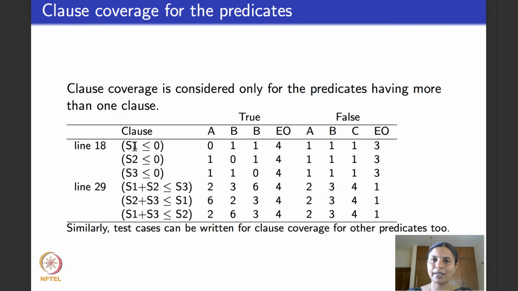The first one is the predicate in line number 18 that had 3 clauses: S1 less than or equal to 0, the first clause, S2 less than or equal to 0, the second clause, S3 less than or equal to 0, the third clause. Again, in the same way, read this whole thing. These are the 3 sides of the triangle and the expected output for this clause to be true, and these are the 3 sides of the triangle and the expected output for this clause to be false. Similarly, for the predicate in line 29, there are 3 clauses, and these are the test cases that will test for each clause to be true in turn and each clause to be false in turn. Similarly, for all of the predicates that have more than one clause, you could go ahead and write clause coverage.